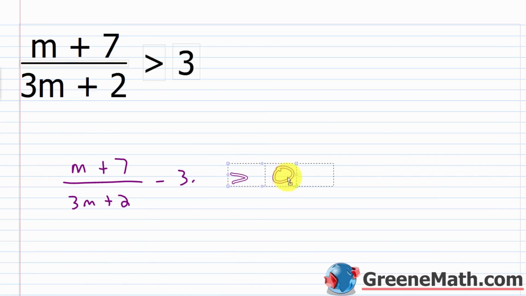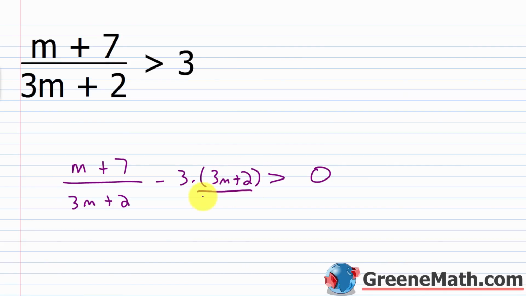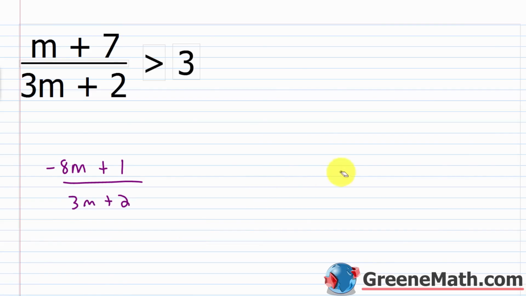So to get a common denominator going, I would just multiply this by (3m plus 2) over (3m plus 2). Let me kind of slide this down a little bit. -3 times 3m is -9m. And then -3 times 2 would be -6. So I would have -9m plus m, that's -8m. I would have -6 plus 7, that's 1. So essentially what I'll have here is (-8m plus 1) over (3m plus 2), and this is greater than 0.